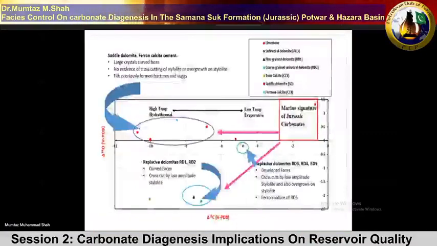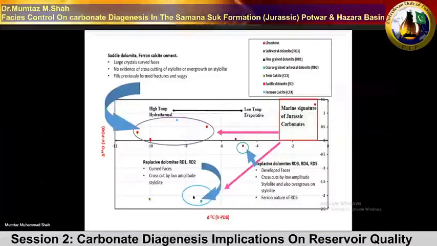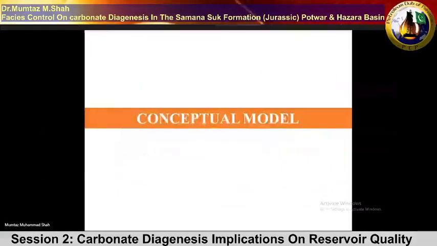Isotope data, again, is almost the same as what we have discussed in the earlier outcrop studies, and they represent the same mechanism in terms of the behavior of different phases, like the saddle dolomite, which are depleted in delta O18. Similarly, the late stage calcite also represents the depleted signature of delta O18 as well.